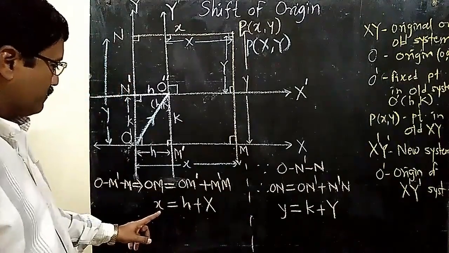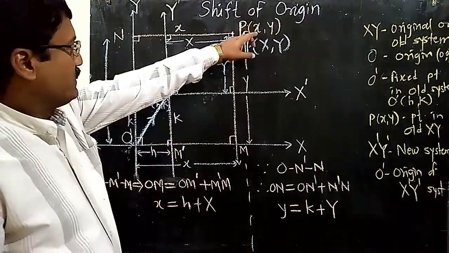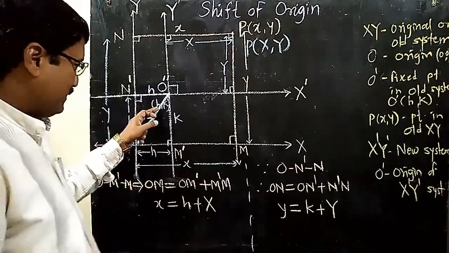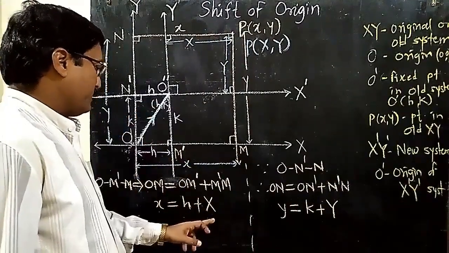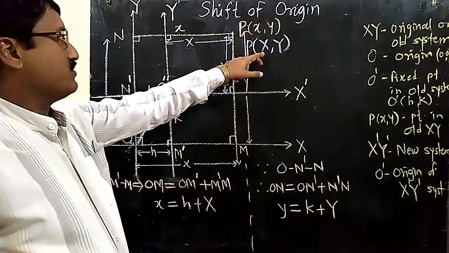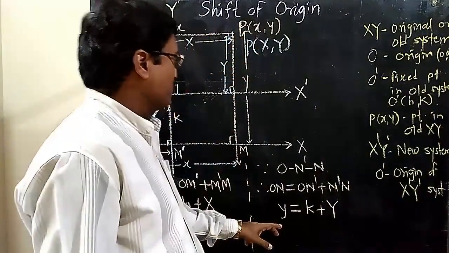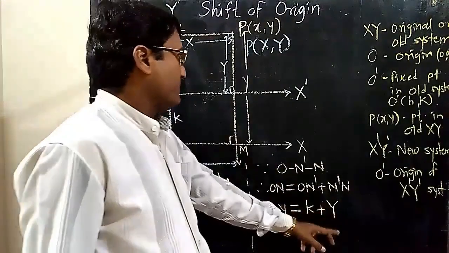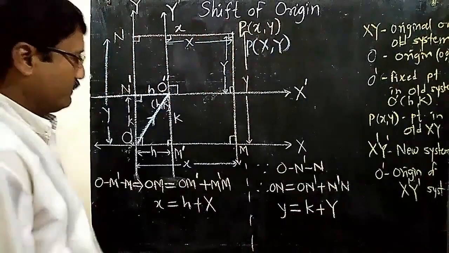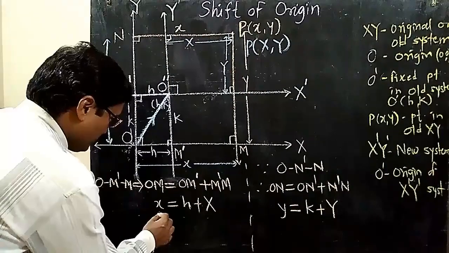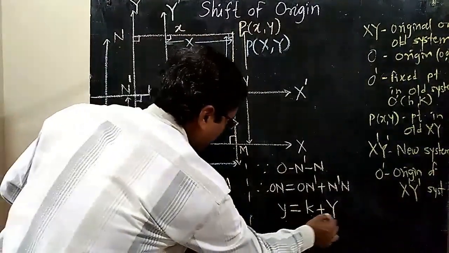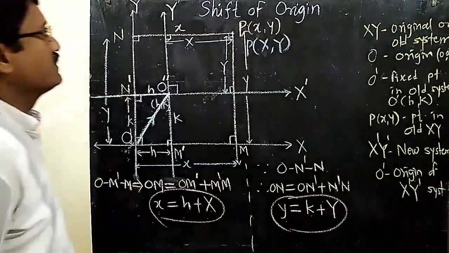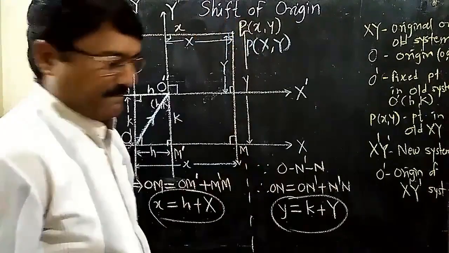This is the relation between the old x coordinate of point P, h is the x coordinate of the new origin, and capital X is nothing but the new x coordinate of point P. This y is nothing but the old y coordinate of point P, k is the y coordinate of the new origin, and capital Y is nothing but the new y coordinate of P. So these are two relations in x, h, capital X, and y, k, capital Y. These equations are nothing but the formulae for shift of origin.